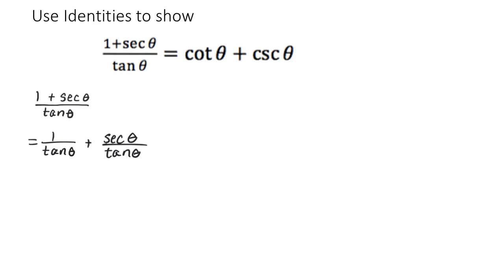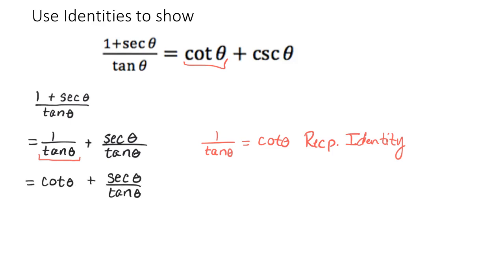Well, the first identity that I notice is the 1 over tangent of theta. 1 over tangent of theta is equivalent to cotangent of theta. This is a reciprocal identity. The reason why I'm going to use that identity is because I want a cotangent of theta in my final answer. So I'm going to go ahead and substitute that in. And again, all I've done is replace that 1 over tangent of theta with cotangent of theta. Okay, so I have that part of the identity.